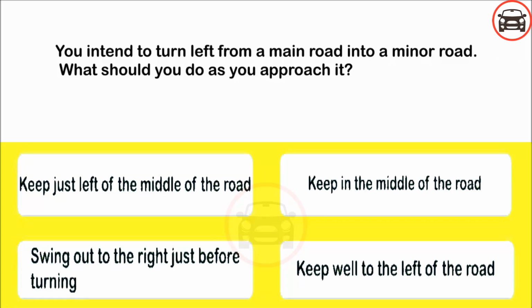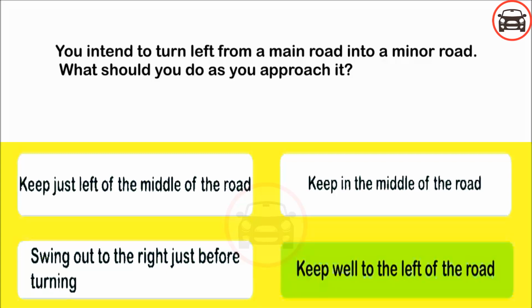You intend to turn left from a main road into a minor road. What should you do as you approach it? Keep just left of the middle of the road. Keep in the middle of the road. Swing out to the right just before turning. Keep well to the left of the road.